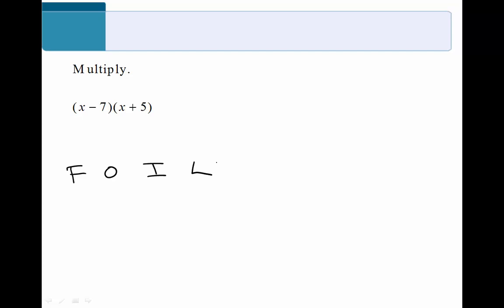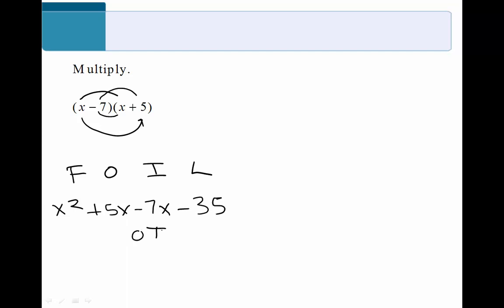Okay. So x times x is x squared. X times 5 is 5x. Negative 7 times x is negative 7x. Negative 7 times 5 is negative 35. My OI adds up to negative 2x. I drop down my negative 35. That is my L. My x squared, there's my F.